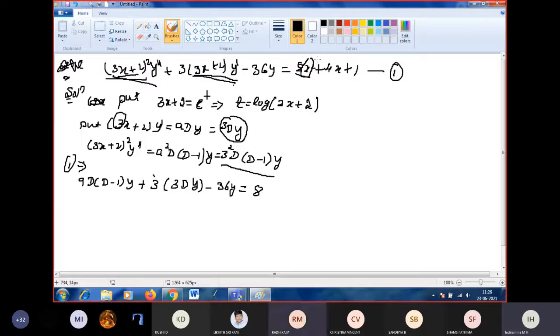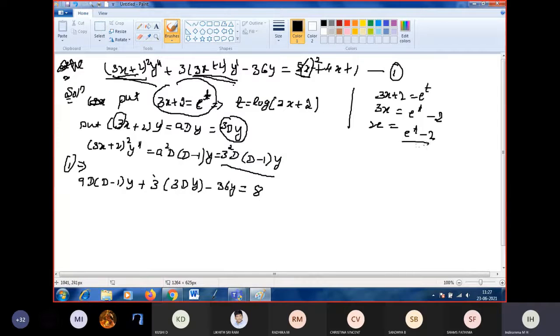As I told you, x should not be there after substituting for all the x terms in terms of t terms. So here we have 3x plus 2 is equal to e power t. From this equation you have to find x, then substitute here. As 3x plus 2 is equal to e power t, we find 3x is equal to e power t minus 2. So x is equal to e power t minus 2 divided by 3.